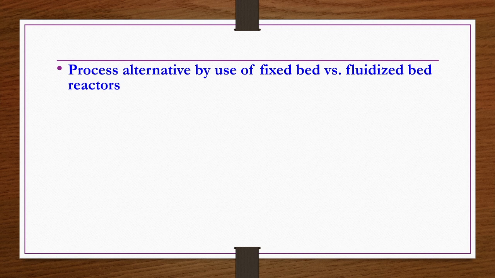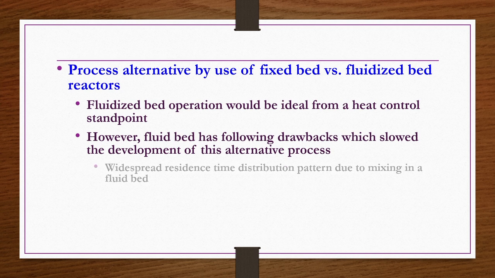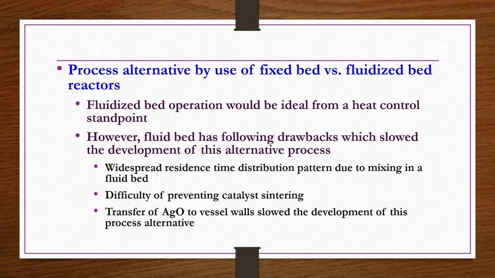Process alternative by use of fixed bed versus fluidized bed reactors is another alternative. Obviously, fluidized bed operation would be ideal from the heat control standpoint. However, in this process, fluidized bed reactors have certain drawbacks, such as a widespread residence time distribution due to mixing in a fluid bed, whereas you need plug flow for a fraction of a second or 1 second for the reaction to take place. This is one disadvantage which you cannot overcome in fluidized beds. Difficulty of preventing catalyst sintering is another problem in fluidized beds. Transfer of silver oxide to vessel walls slowed the development of this process alternative as well.